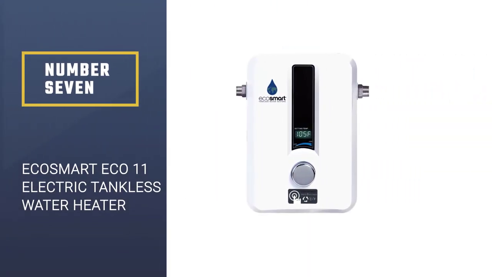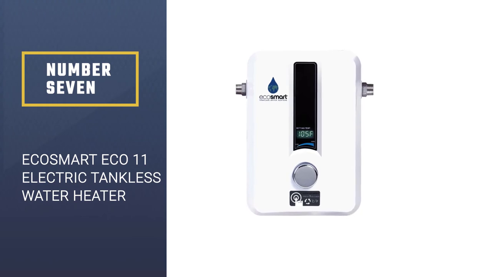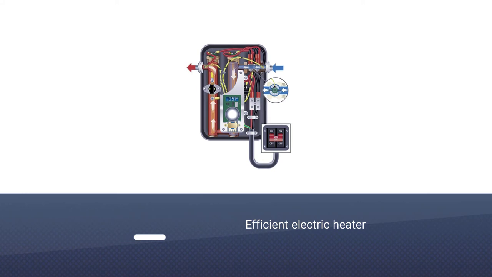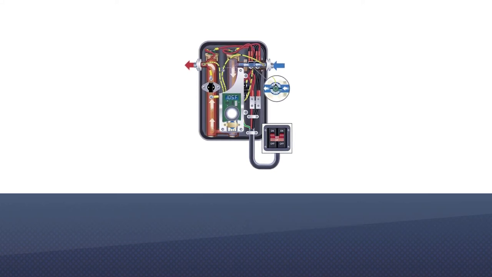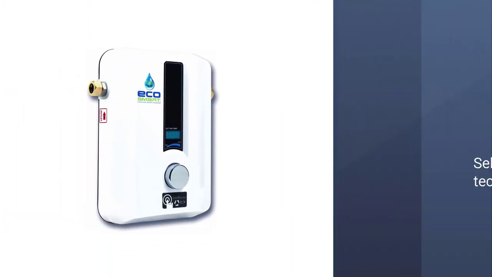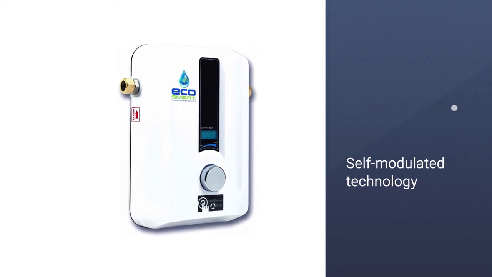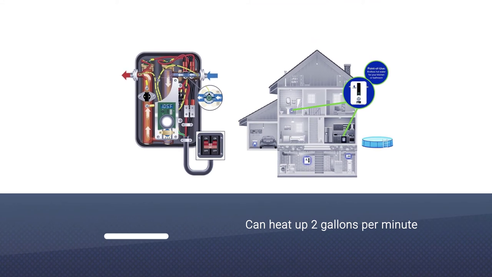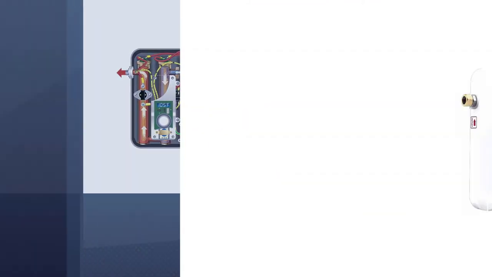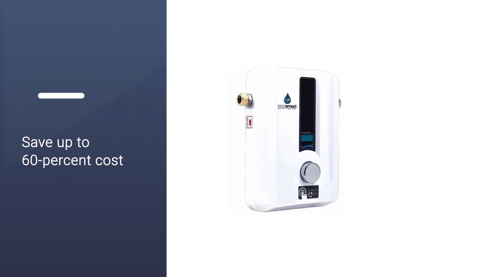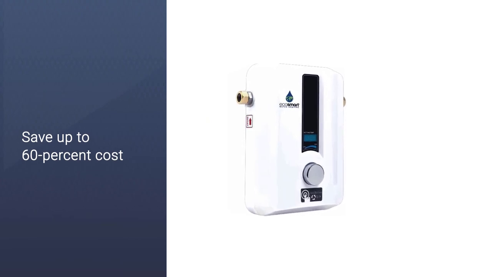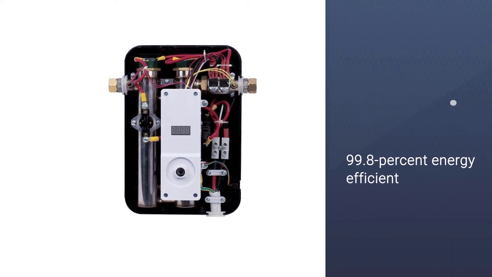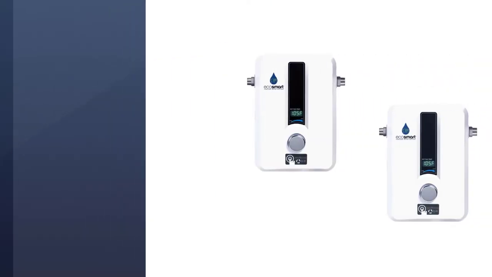Number 7. EcoSmart ECO11 Electric Tankless Water Heater. The EcoSmart ECO11 is an efficient electric heater designed with multiple features that might just help you save water and reduce your energy consumption. It does this by using EcoSmart's patented self-modulated technology to calculate the energy needed to heat a specific amount of water to minimize waste. This can help you reduce your water heating costs by about 60%. The unit can heat up to 2 gallons of water per minute and can be tuned to only heat water if you need it to.